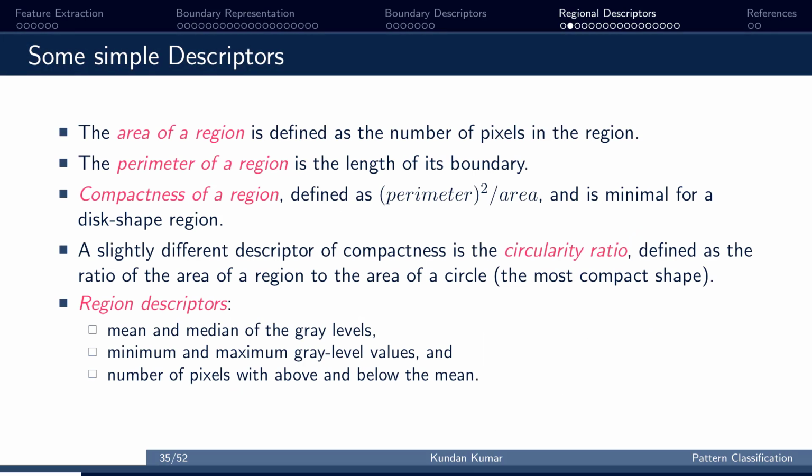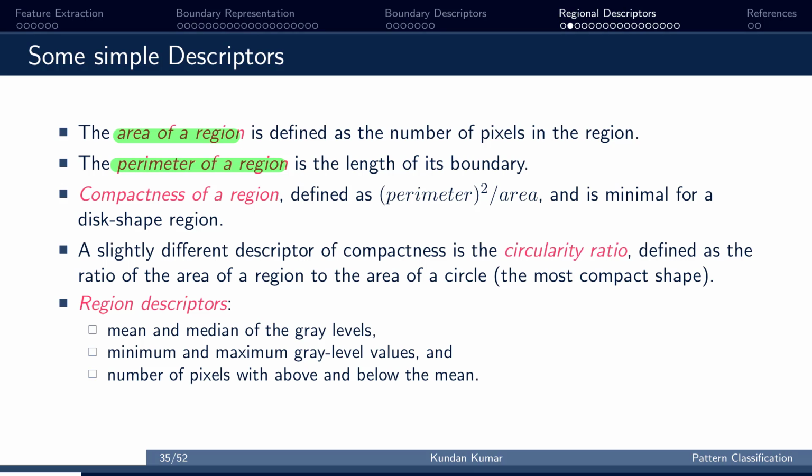There are many regional descriptors. As we had boundary descriptors like length and perimeter, here we also have regional descriptors like area of region. It computes the number of pixels enclosed by the boundary, and what is enclosed by the boundary is nothing but the region. So that is the area. We can compute the perimeter of the region, which is the number of pixels on the boundary or the length of the boundary.